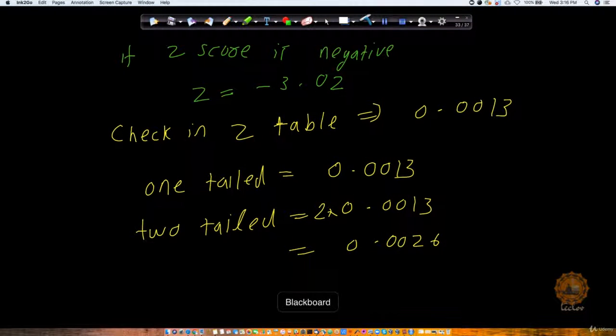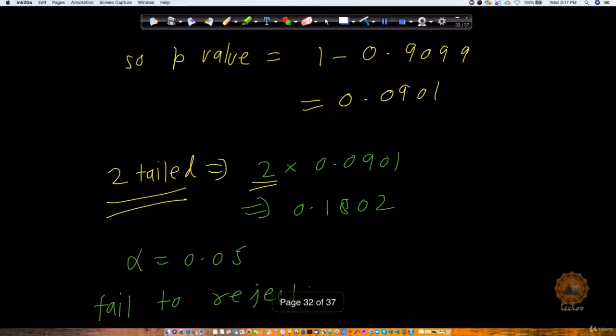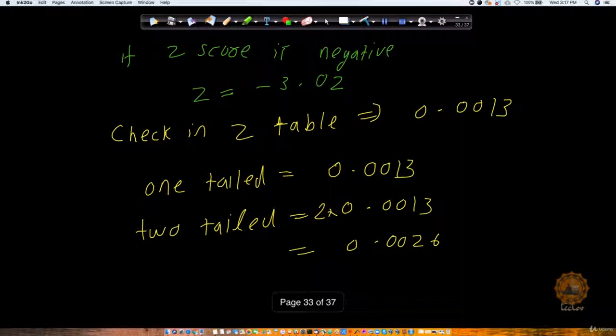Now, if you remember, when the z-score was positive, I was getting 0.09 something, and we were subtracting it, 1 minus this, and going with that. But when the z-score is negative, we need not subtract it. We will just keep the value as it is. And for a one-tailed test, don't multiply by 2. For a two-tailed test, multiply by 2. That will be the only difference. So this is how you can play with your p-value.